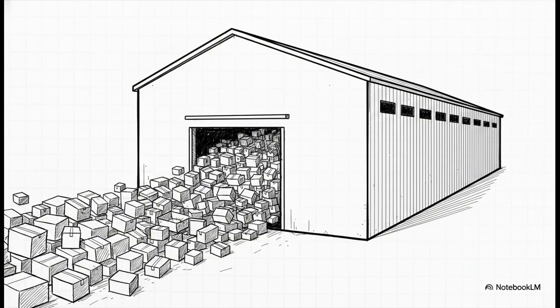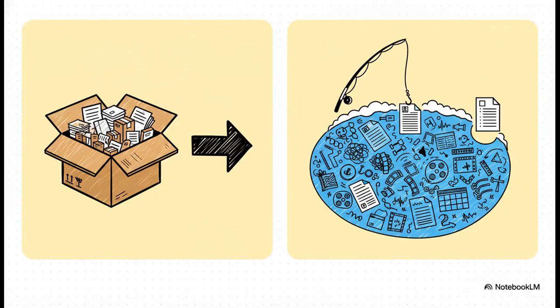Now for our final and maybe the most powerful strategy. Forget organizing the attic at all. Instead, you move every single box just as it is into one giant warehouse. You don't label or sort a thing until the exact moment you need to find something specific. This big bin approach is known in the real world as a data lake.